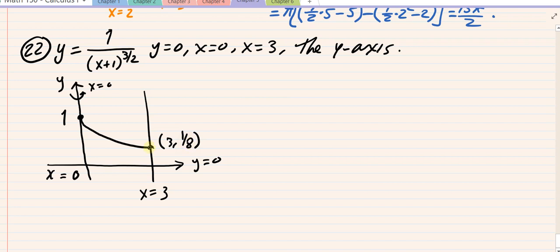Okay, and the rotation is about the y-axis. So this time our disks are going to be horizontal, so the width of the disk will be dy, because the rotation is about the y. Rotation about the x, we use dx. Rotation about the y, we use dy. So that means the variable of integration is y. So the limits of integration now go from 1/8 to 1.